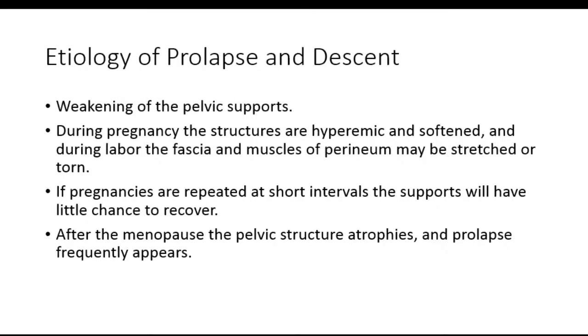So what are the reasons for the prolapse or descent? First, it is weakening of the pelvic support. During pregnancy, the structures are full of blood, hyperemic, and softened. And during labor, the fascia and muscles of the perineum, and not only perineum, and even those cardinal ligaments, may be overstretched and may be torn.